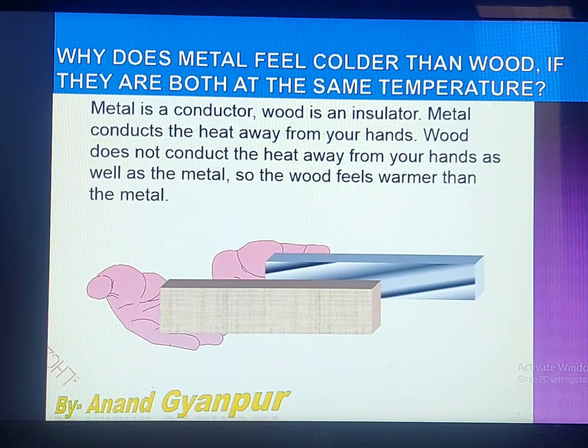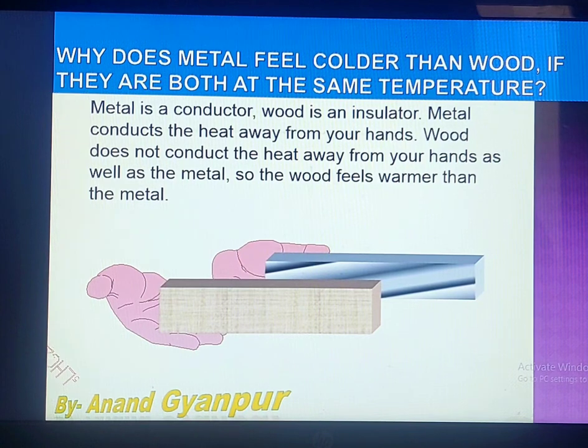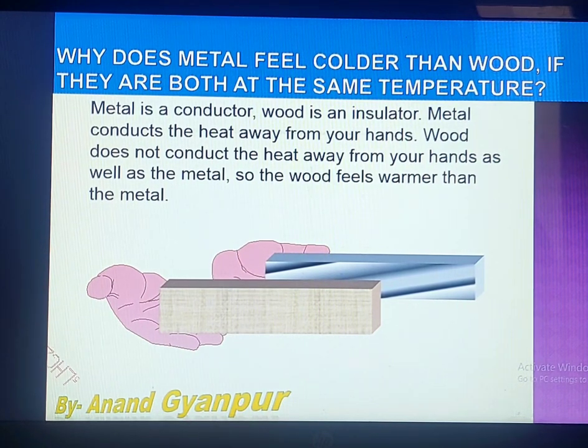So metal conducts the heat away from your hand, but wood does not conduct the heat away from your hand as well as metal. So the wood feels warmer than the metal. As you know, metals are conductors, so they have free electrons, and the movement of those electrons conducts the heat from your body to the metal. But insulators like wood and plastic don't have free electrons, so they don't feel cold, or show the temperature difference, because they don't have electrons to carry the heat.